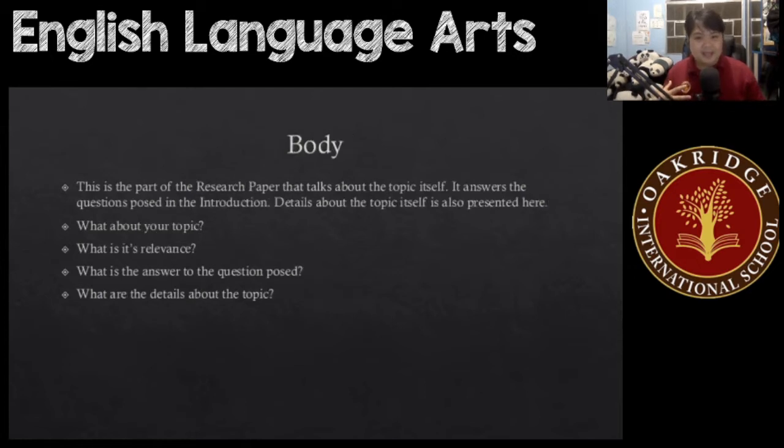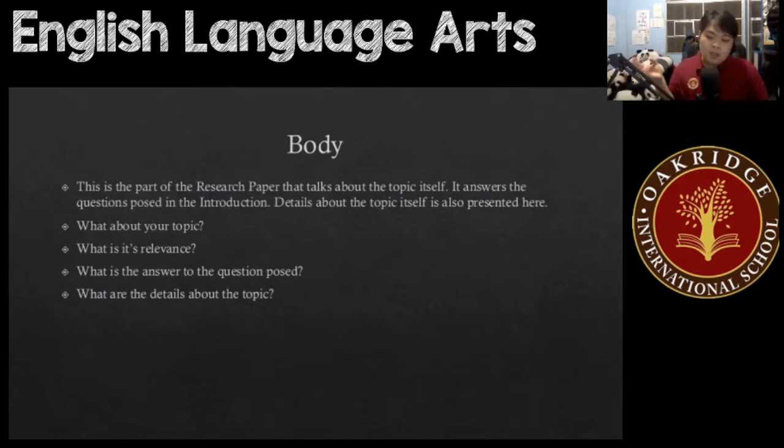Okay. And then the next part is the body. The body, guys, is the part of the research paper that talks about the topic itself. It answers the question posed in the introduction. Details about the topic itself are also presented here. So, for example, what is your topic? What's its relevance? What's the answer to the question posed? What are the details about the topic? So, usually in the introduction too, you'd also be raising some questions. So, in the body, that's where you're going to be answering them. That's where you're going to be putting research about it.